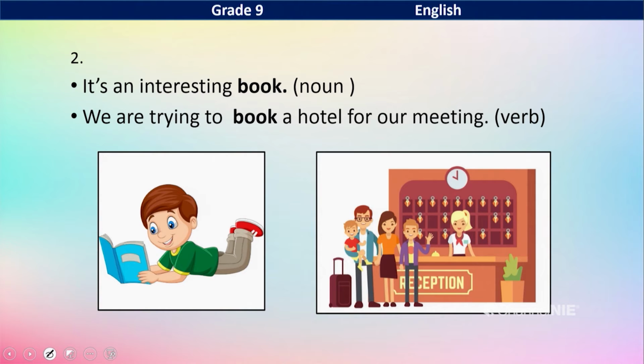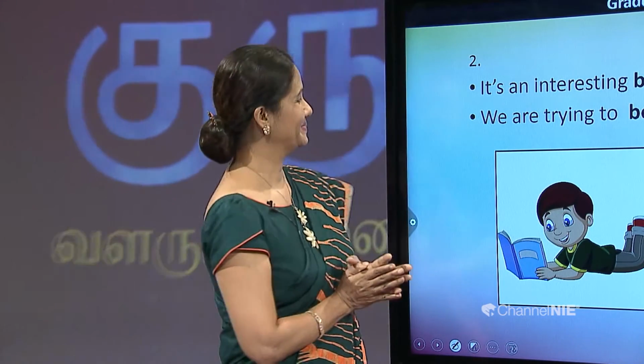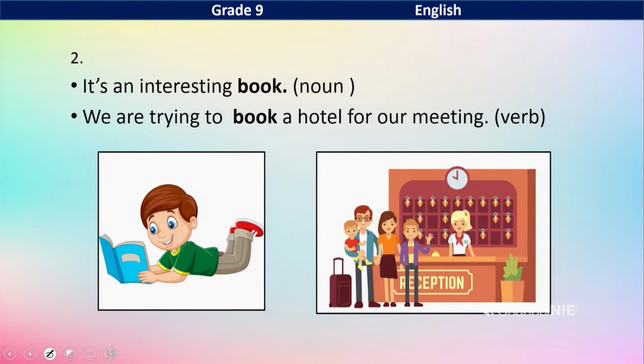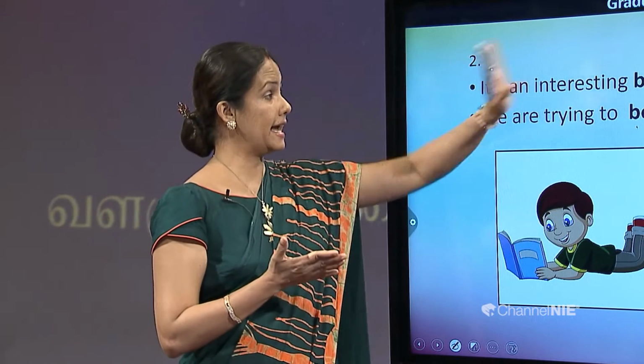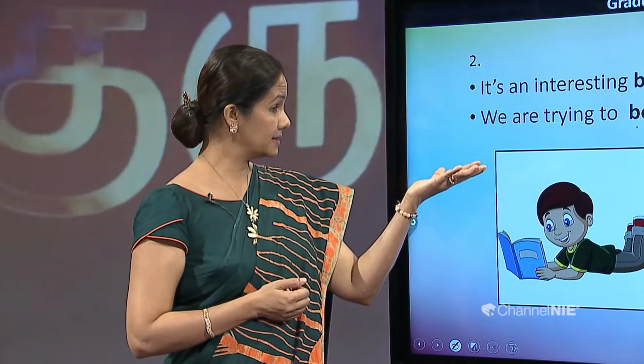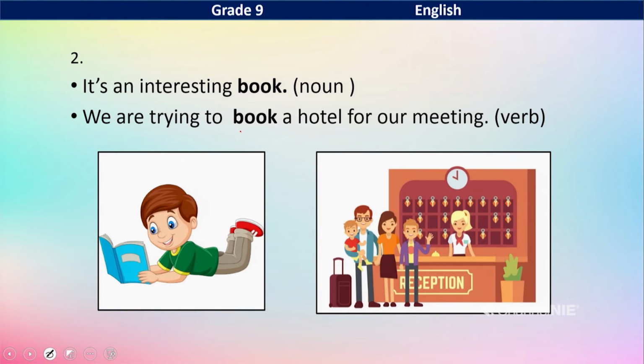Here the word given here is book. We will see how it falls into different word classes, shall we? It's an interesting book, that's why I am reading it happily. Here the book is acting as a noun. We are trying to book a hotel for our meeting. Here, isn't that an action word? Yes. So the word book is acting as a noun as well as a verb. Okay. Shall we check another word that falls into different word classes? Okay.